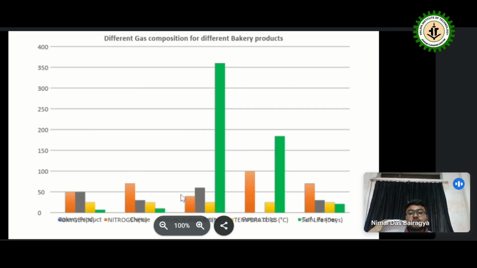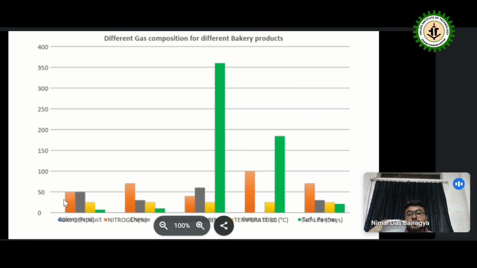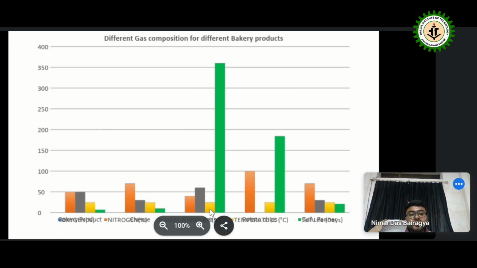So here is the graphical presentation of the different types of bakery food products. For the different food products, there will be different types of presentation here. So the green line will be the number of days that will be extended for the shelf life for the different food products.